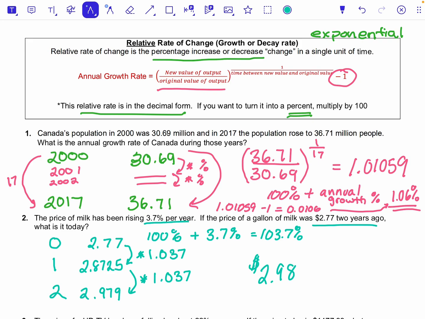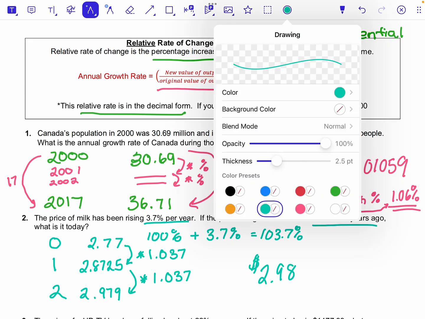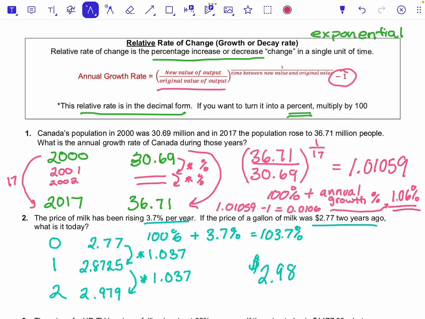Now notice, we multiplied by the same value twice. And if we think a little bit about our exponent rules, multiplying by the same number twice is the same thing as taking that number and squaring it. And then we originally multiplied that 1.037 by the 2.77.